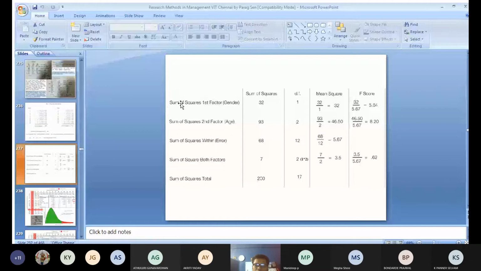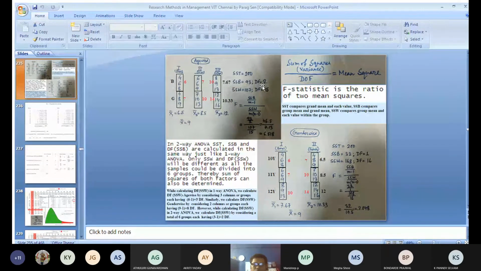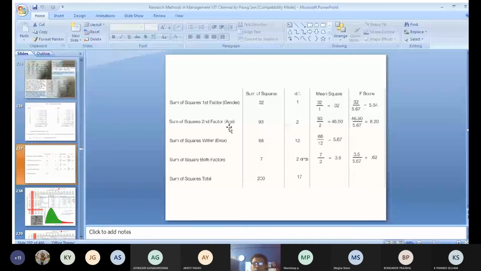So you have already calculated the sum of square for gender. In the similar way, you will also calculate the sum of squares for age. Same thing. Here, age wise, your sum of square between was 93. Your degrees of freedom was 2. So the sum of squares for age is 93 and the degrees of freedom is 2. Mean square, then you will calculate 93 by 2, which is nothing but sum of square divided by degrees of freedom, and then you will be determining the F score. In case of F score, it is the sum of square between value, 46.5, divided by sum of square within, which is 5.67, and you will be getting ultimately the F score.